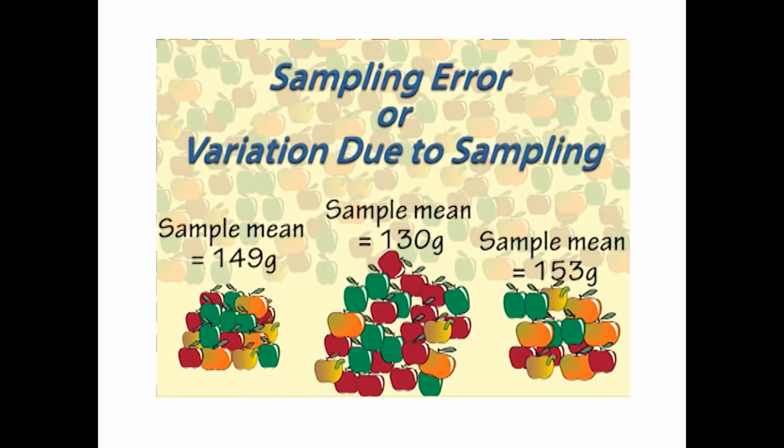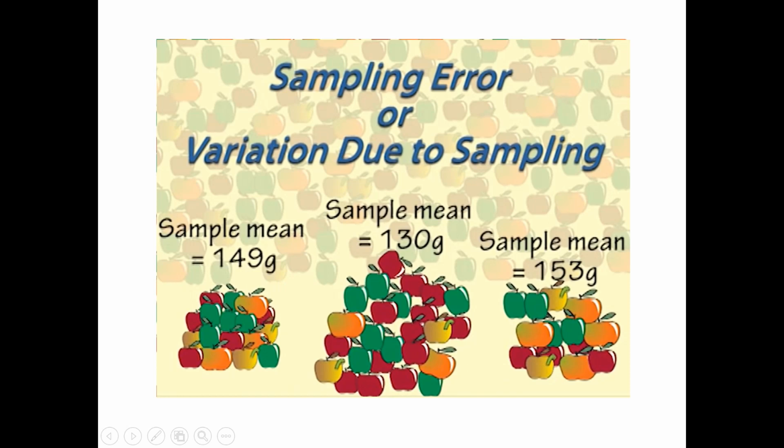So let us assume we draw the first sample, and depending on the size of the apples which have been plucked, let's say our sample mean for that particular sample is 149. We draw another sample of, let's say, 25 apples and we find that our sample mean is 130 grams. We draw another sample and we find that the sample weight, average weight or the mean, whichever you want to call it, is 153 grams. Now the question is, who is right, who is wrong?